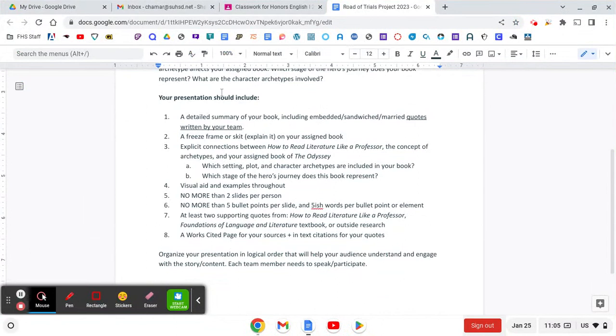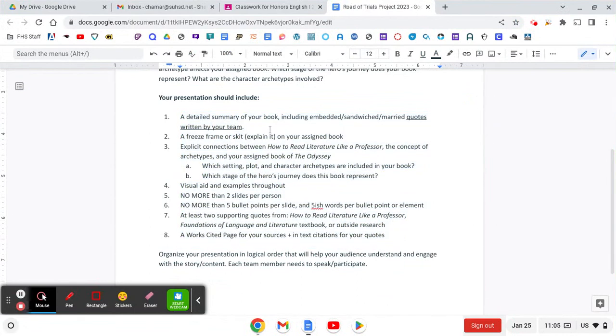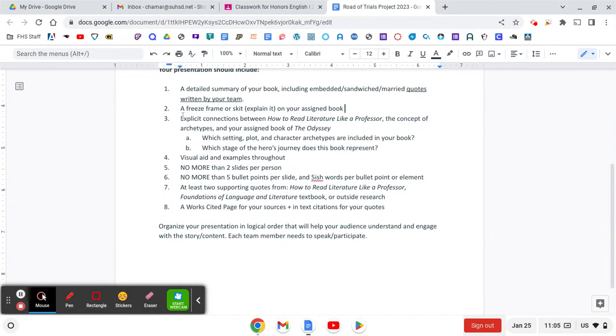Your presentation needs to include, and you decide what order you want to do this in, a detailed summary, including embedded, sandwiched, and married quotes. Make sure you cite your quotes. You've got to write that as a team, probably on Thursday after you finish reading it. Also a freeze frame of your assigned book, or a skit. Basically, provide some visual aid to explain what happened in your book.